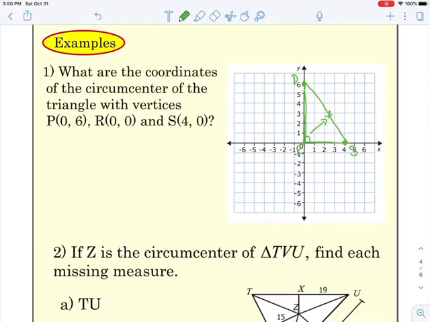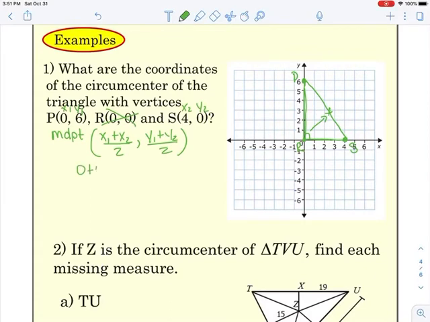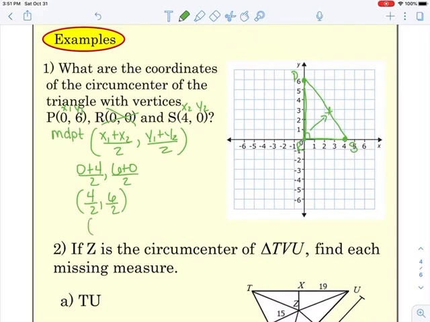Okay, so really that's what this question is asking me for. What's the midpoint of PS? And we know how to find the midpoint from way back when. We're going to use the midpoint formula, which is x1 plus x2 divided by 2 and y1 plus y2 divided by 2. Again, I want to know the midpoint of PS. So x1, y1, x2, y2. All right, so I'm going to have 0 plus 4 divided by 2, and 6 plus 0 divided by 2, or just 4 divided by 2 and 6 divided by 2. Like 4 divided by 2 is 2 and 6 divided by 2 is 3.